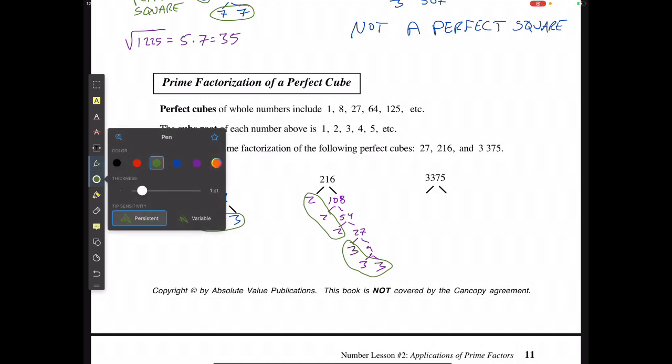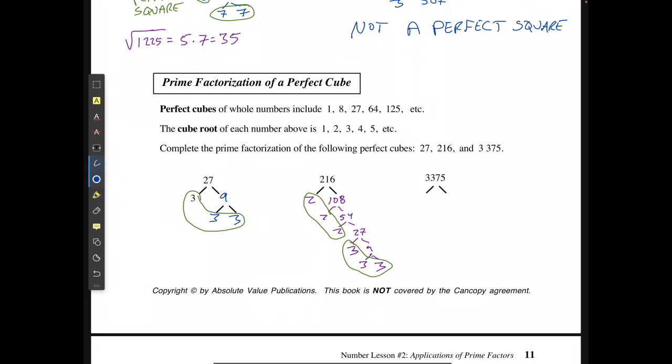If I'm doing the same thing for 3,375, then I'm going to say that this is going to be 3 and 1125, which goes to 3 and 375, which goes to 3 and 125, 5 and 25, and 5 and 5. I have 3 3s, I have 3 5s, and I have nothing left over.